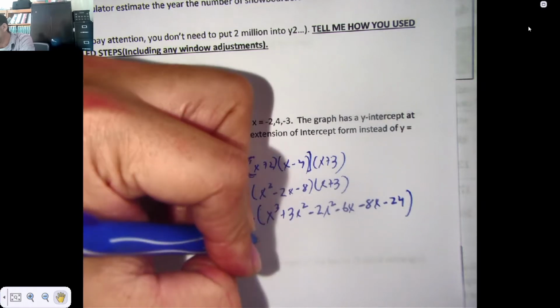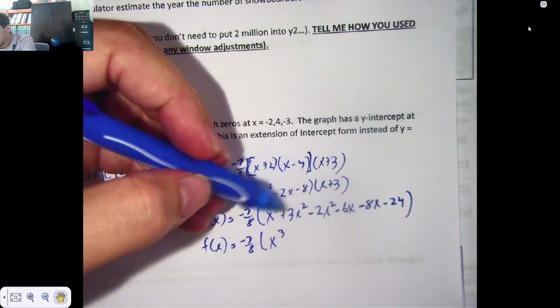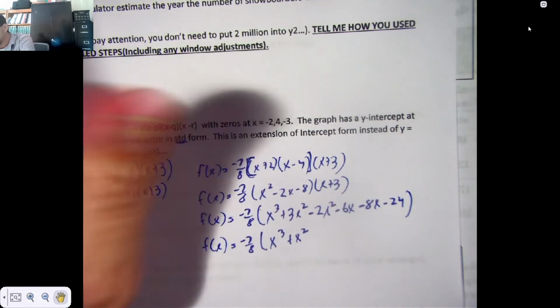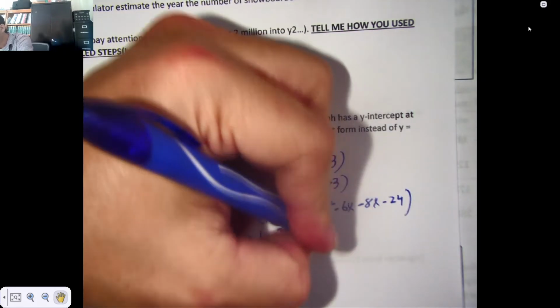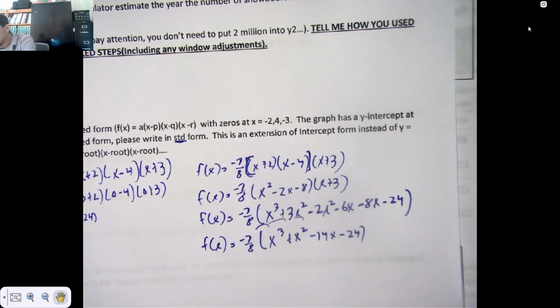I know what a lot of kids think about this. They think this is horrible. But 3x squared minus 2x squared is a positive x squared. -6x minus 8x is -14x. And then minus 24. And then, of course, I distribute my -7/8. And I'll be done with this thing.